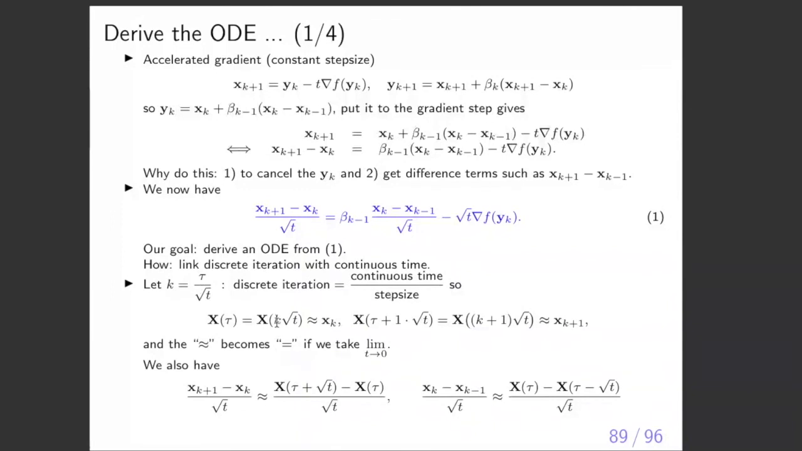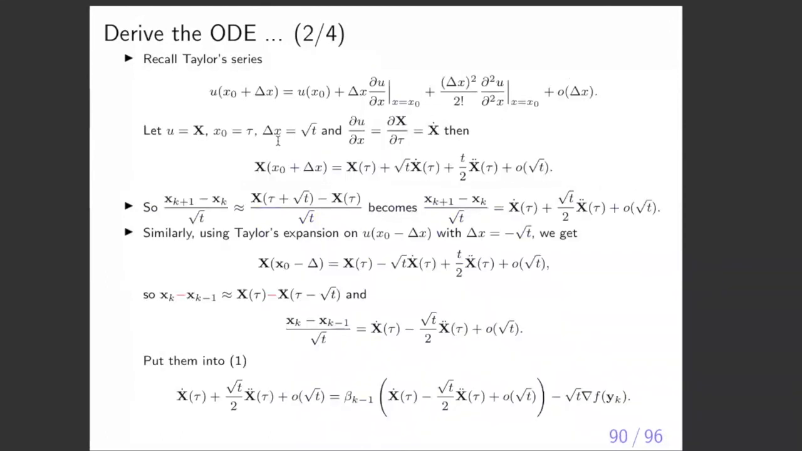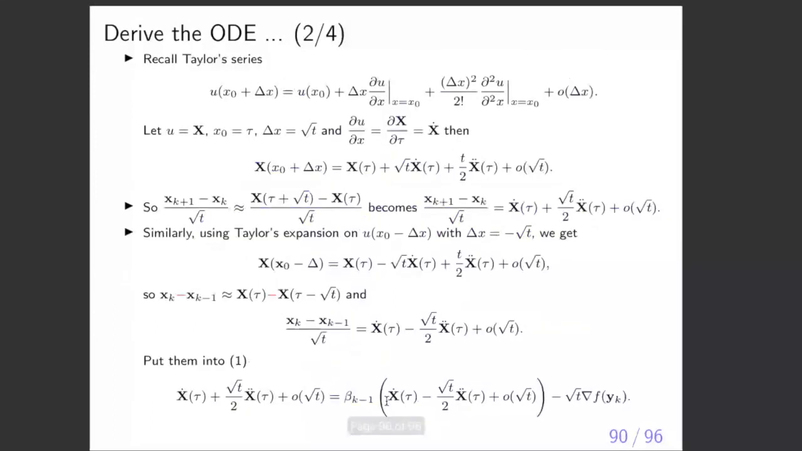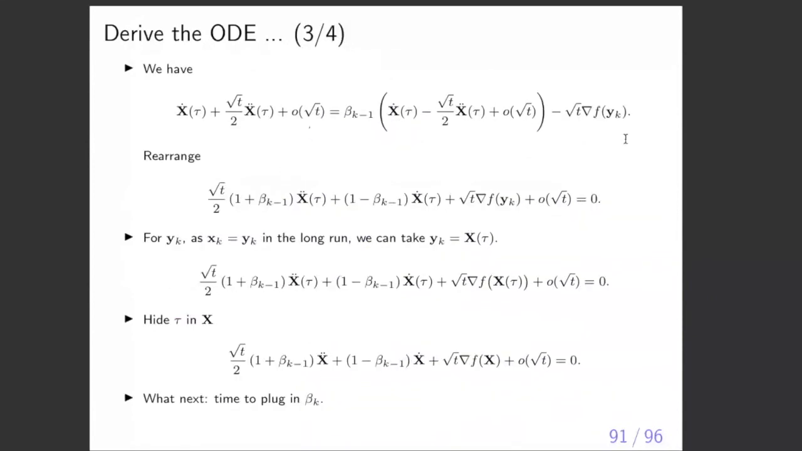And because of that, this thing now is approximately equal to this thing. Then we need to use Taylor series. Now we have this thing and we have this thing. We can plug into 1 to replace this term and this term by the ODE terms. Then we will get this thing. So this is the idea. Once you get this, what you do next, of course, you rearrange and group similar terms. So now you have this thing, but you still have the y. Basically y is x. So you have this. Now we hide this notation. So now we have this ODE.